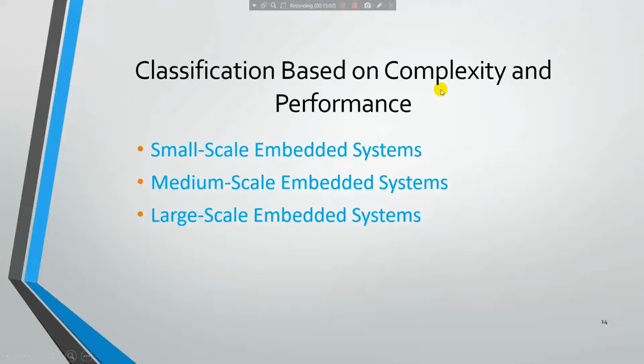Next, classification based on complexity and performance. This is based on small scale embedded systems, medium scale embedded systems and large scale embedded systems. We will see how these small scale, medium scale and large scale embedded systems are configured.